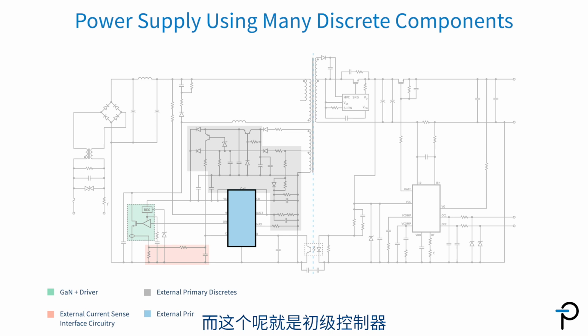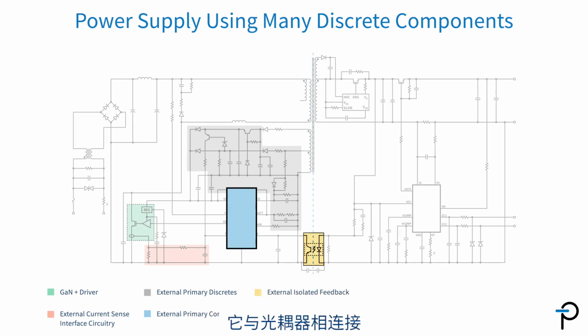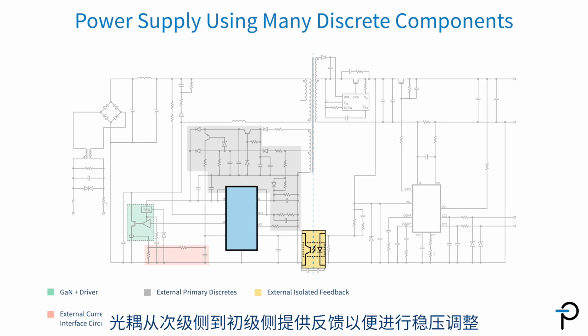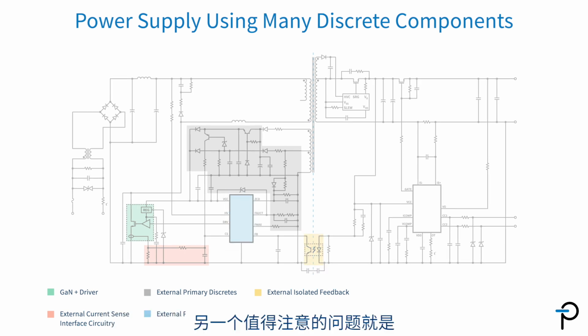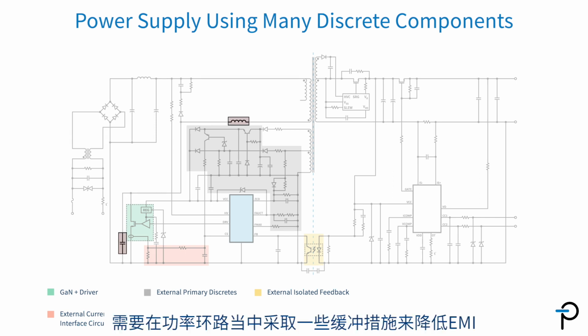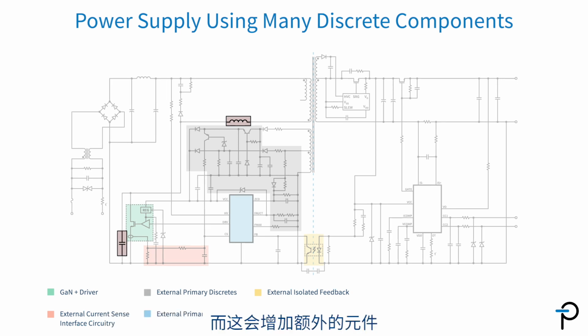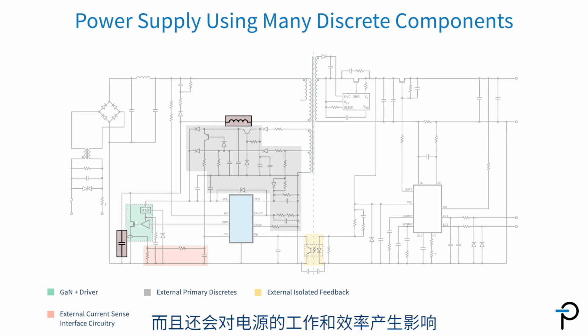That brings us to the primary controller. That's a relatively simple device, and it interfaces into an optocoupler that provides feedback from the secondary to the primary and permits regulation. The other thing that's worth noticing on the primary side of this power supply is that there's some mitigation required in the power path to reduce the EMI, and that is an unfortunate additional component. Not only does it have cost, but it also has consequences to the operation of the power supply and the efficiency of the power supply.